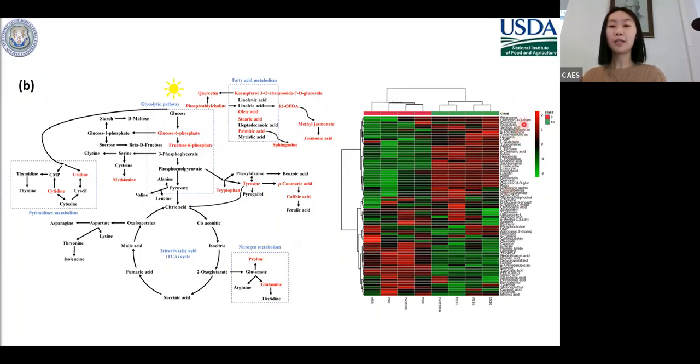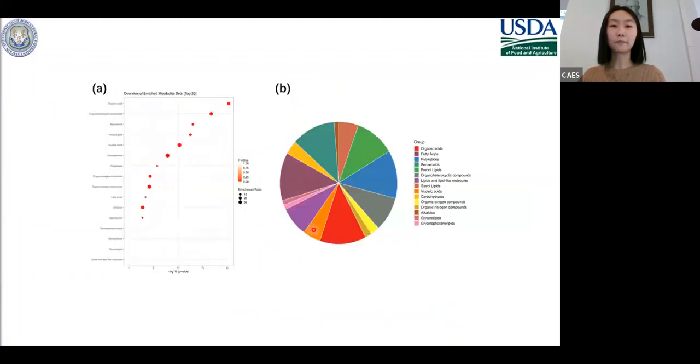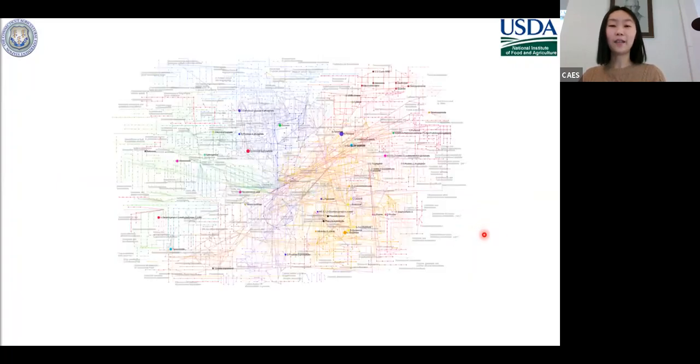So we are able to detect more than 100 different types of metabolites in the plant leaves, and the representative ones I drew into these graphs, showing different pathways. There are mainly organic acids and also some fatty acids and others listed here. And this is the overall global metabolomic network based on the KEGG global metabolomic network.